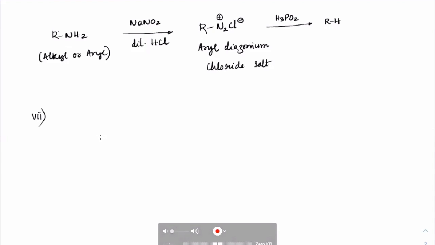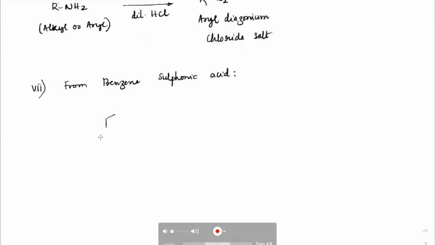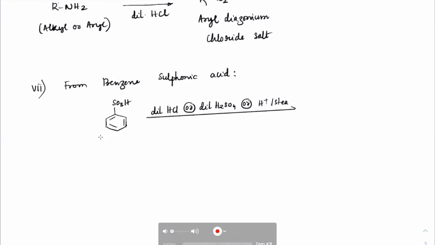See, next, from benzene sulfonic acid. So in case you have benzene sulfonic acid, how can we get benzene, let's see. So if you have SO3H, and I treat that with dilute HCl, or with dilute H2SO4 or H plus and steam, it will convert into benzene, releasing SO3 gas.